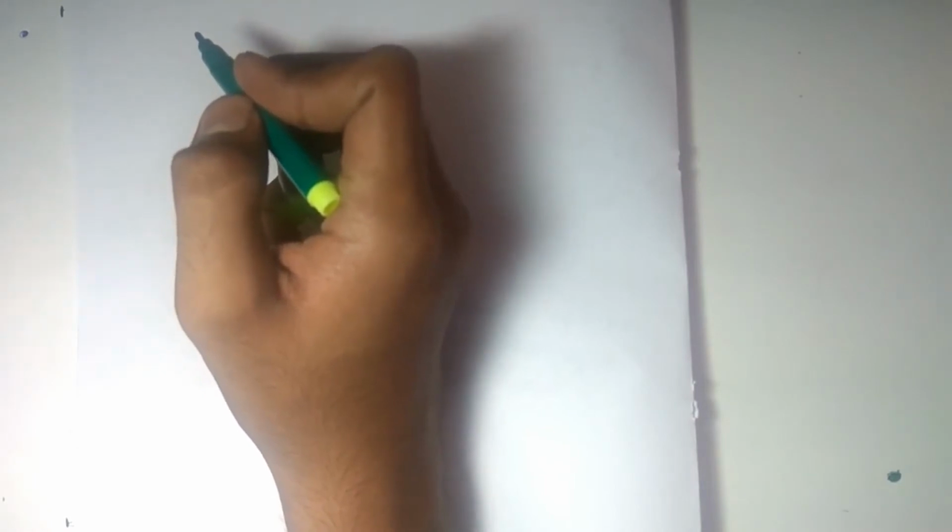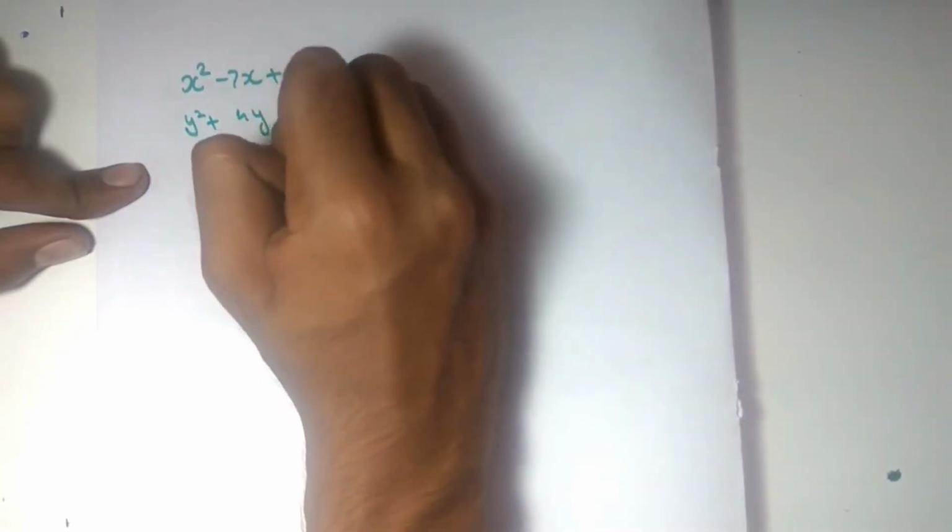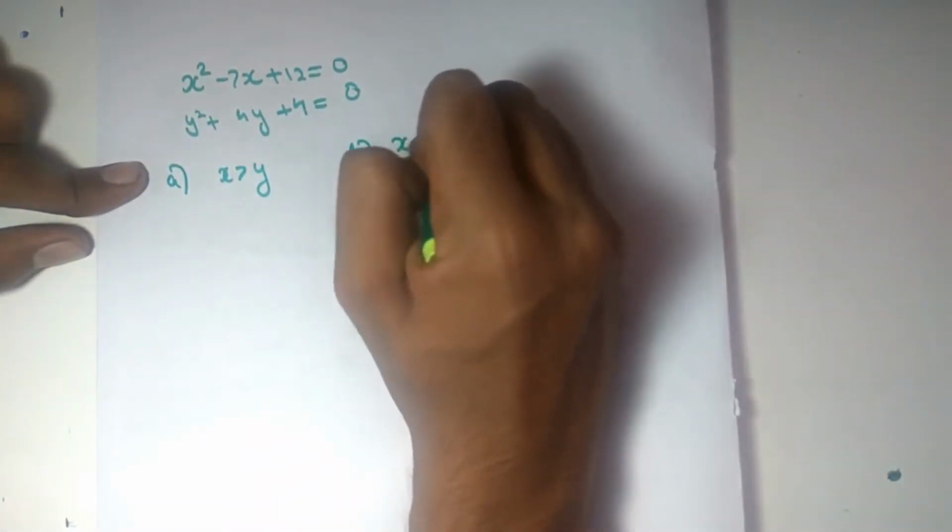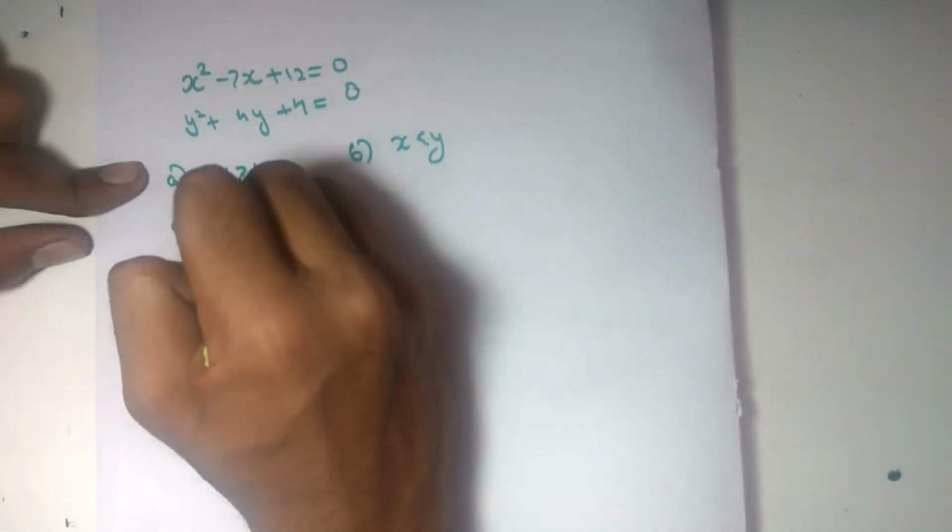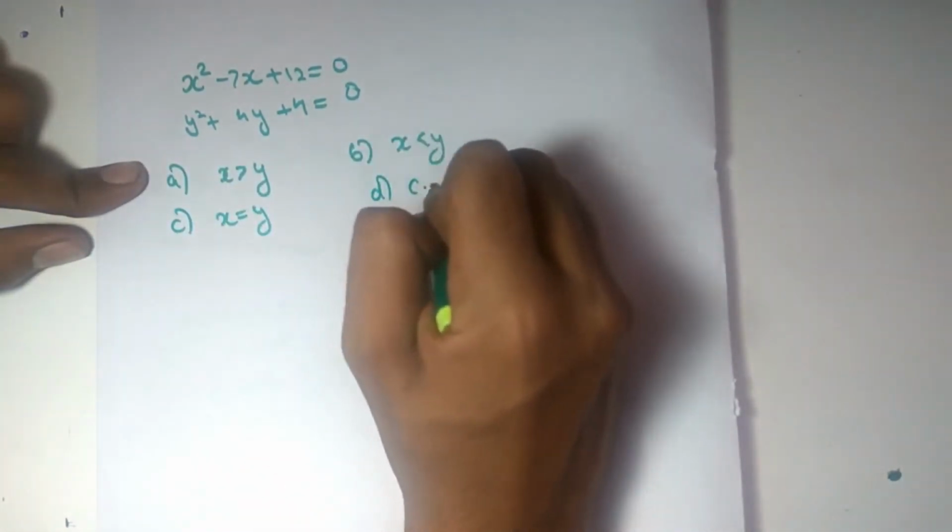So we are entering into another session. In this session, we are going to discuss problems of this type. The question is like this: x square minus 7x plus 12 equal to 0, and y square plus 4y plus 4 equal to 0, and the options given are: a, x greater than y; b, x less than y; c, x equal to y; and d, cannot determine.